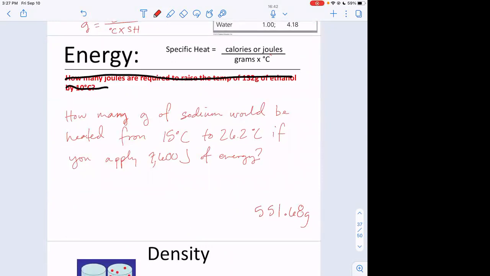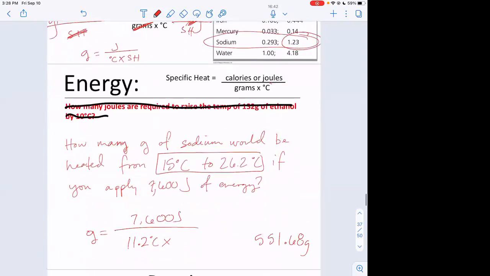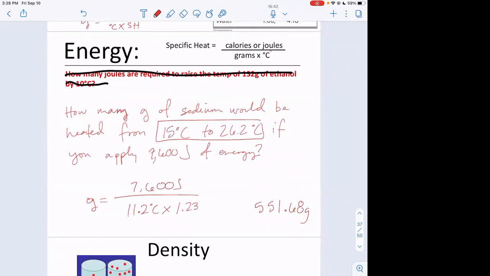Okay, so now we have 7,600 joules on top. So grams equals the joules divided by the change in temperature. What's the change in temperature? 11.2 degrees Celsius times the specific heat, and we need the one with joules, so 1.23. And it's joules per gram degrees Celsius, right? Tania, do you have a question? What I boxed in, the 15 and 26.2, we just figured out what the difference is. We did 26.2 minus 15 equals 11.2.